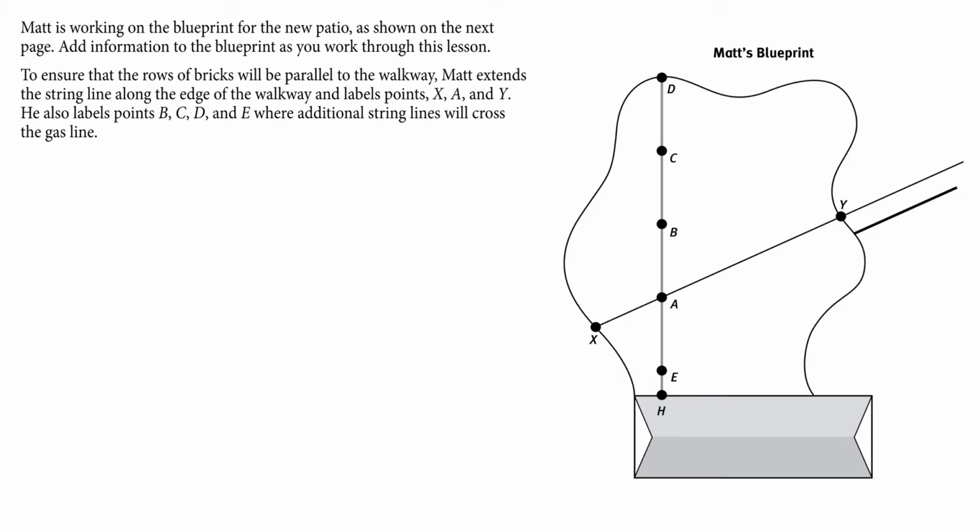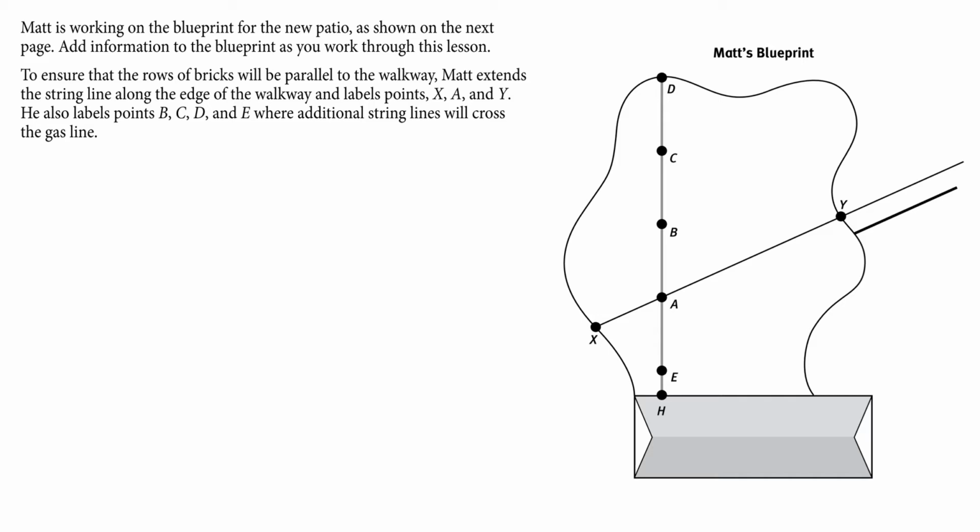We've got Matt still working on the blueprint for the new patio as shown on the next page. It's in your book. I just grabbed that from there, but right here I've put the blueprint for his patio. So we're going to be adding information to the blueprint as we work through the lesson. So we're going to be looking at this picture a lot.